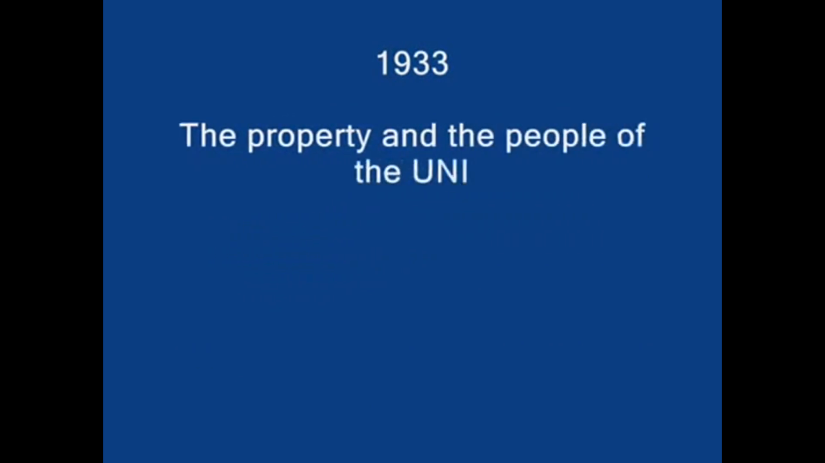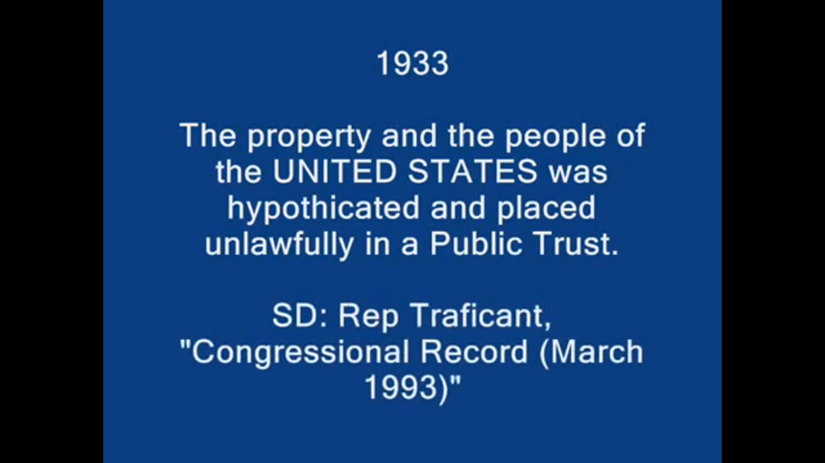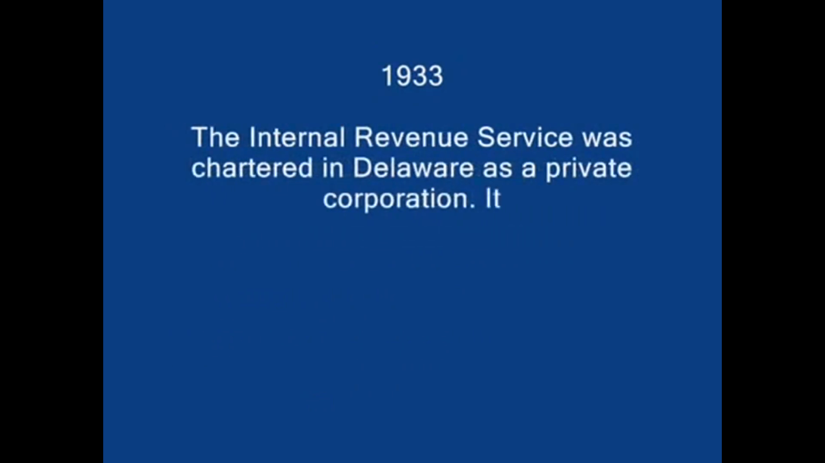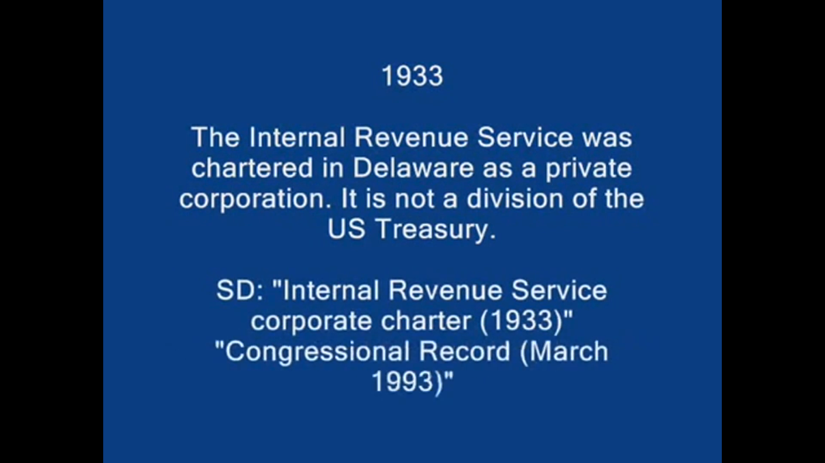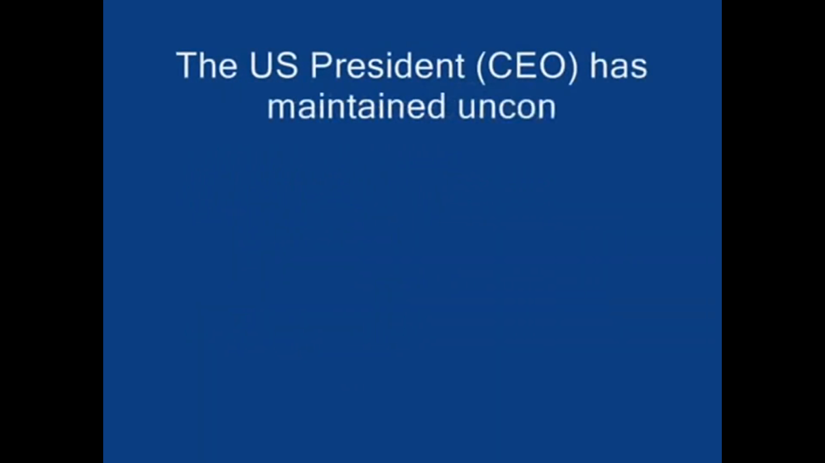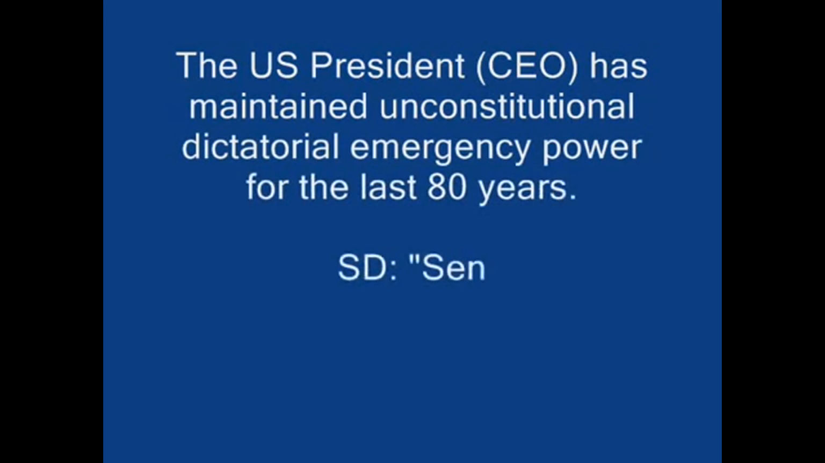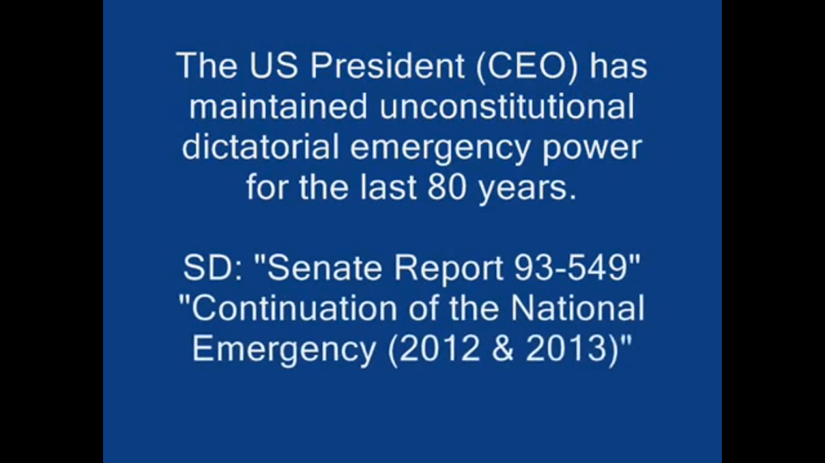The property and the people of the United States was hypothecated and placed unlawfully in a public trust. Source document: Representative Trafficant, Congressional Record, March 1993. The Internal Revenue Service was chartered in Delaware as a private corporation. It is not a division of the U.S. Treasury. Source document: Internal Revenue Service Corporate Charter, 1933. The U.S. President, CEO, has maintained unconstitutional dictatorial emergency power for the last 80 years. Source documents: Senate Report 93549, 1973, and Continuation of the National Emergency, 2012-2013.